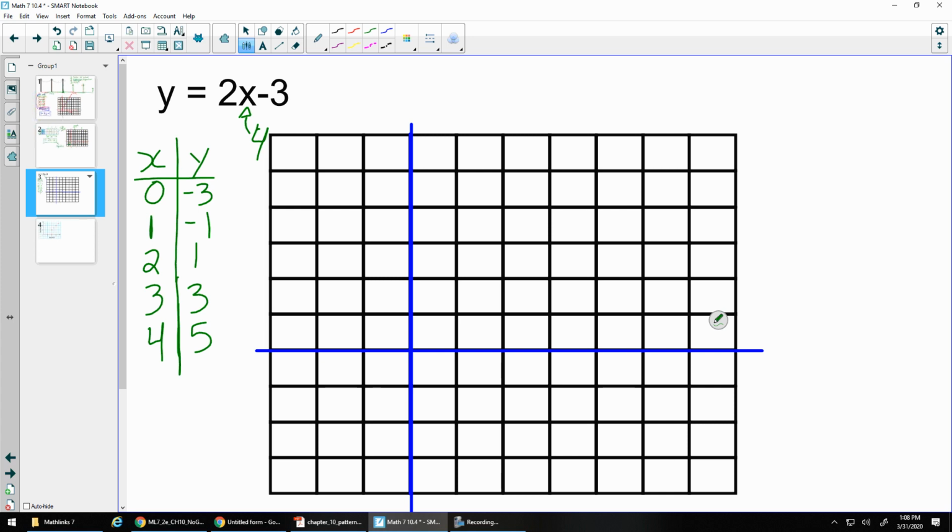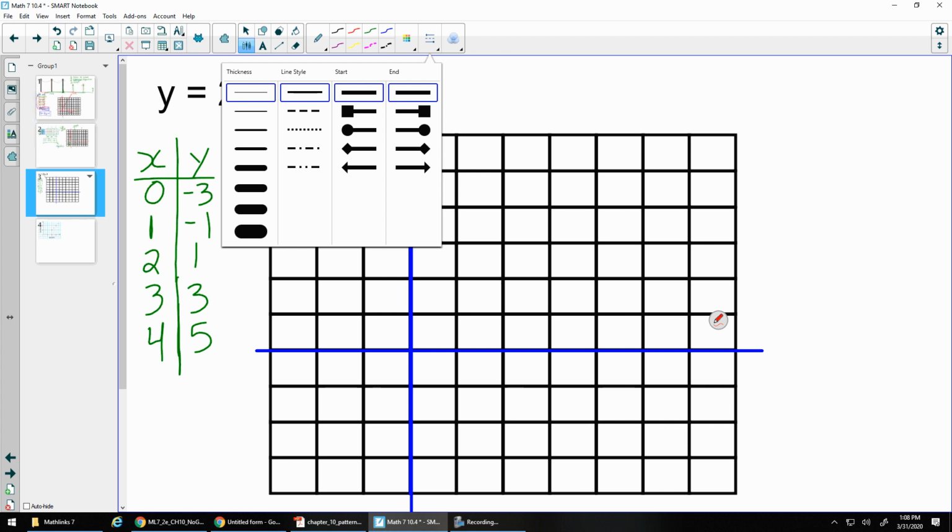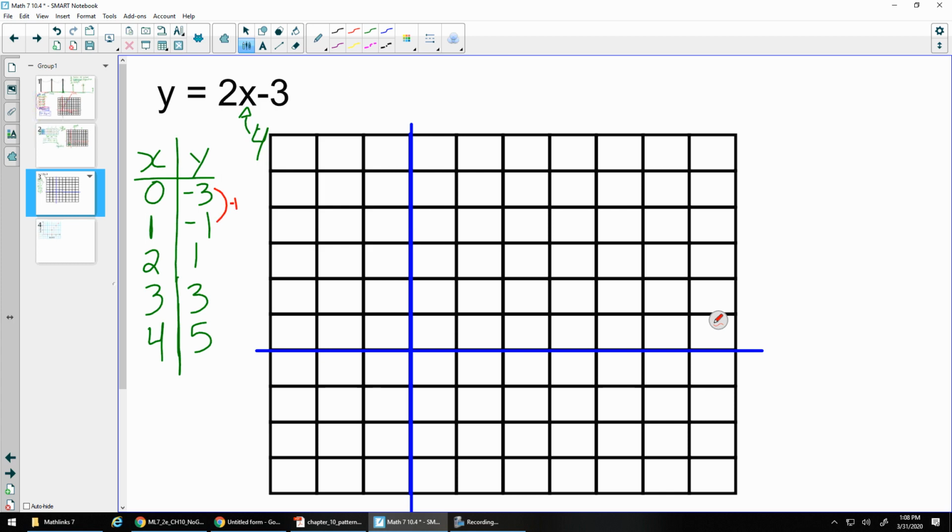Again, we can see that it is going up. The pattern is going up by 2 every time. The linear pattern is consistent, going up by the same amount. That 2 is telling us what our numerical coefficient is, how much it goes up by each time. And when x is equal to 0, what y is equal to tells us what our constant is.